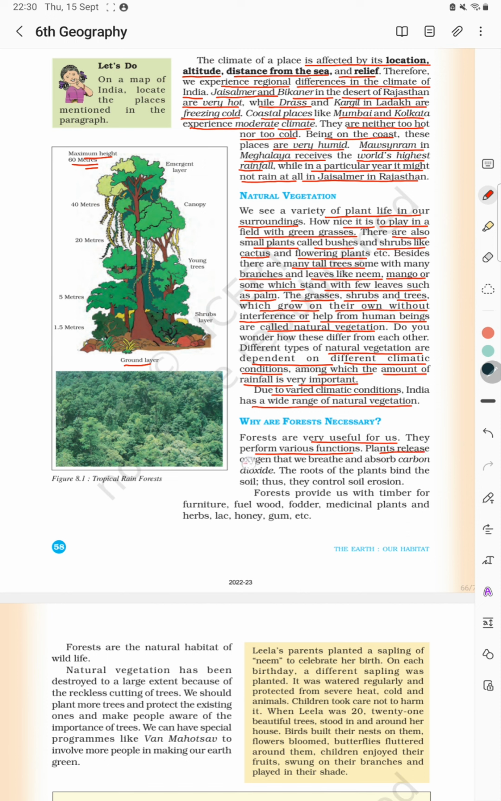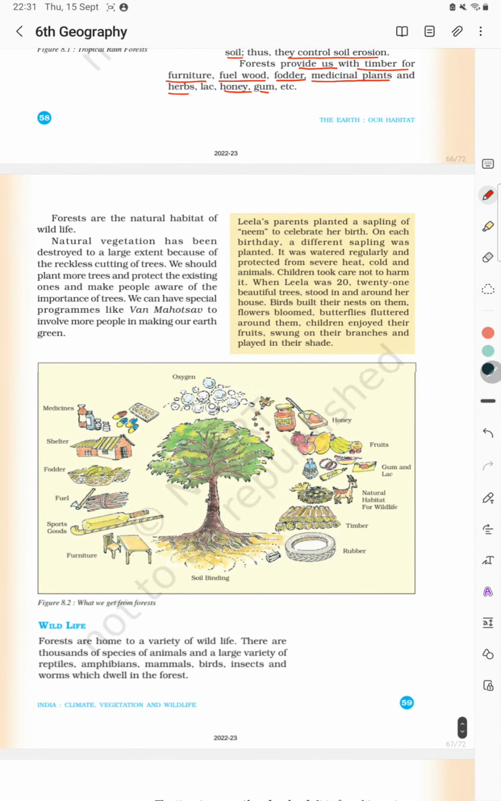Plants release oxygen that we breathe and absorb carbon dioxide, which reduces pollution. The roots of the plants bind the soil and control soil erosion. Forests provide us with timber for furniture, fuel wood, fodder, medicinal plants and herbs, honey, gum, etc. Forests are also the natural habitat of wildlife.